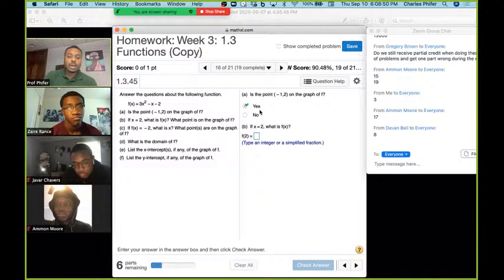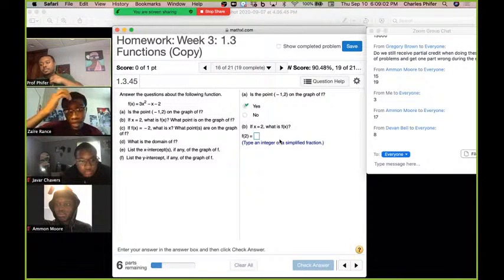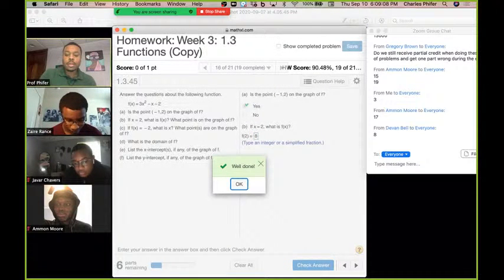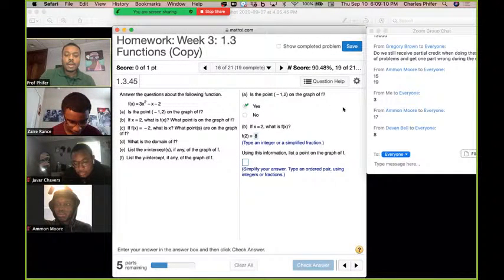If x is 2, then what's the answer? When x is 2, what's the output? 8. 8 sounds good. I think I got the same thing. Okay, let's see the next one. List the point on the graph, so that's going to be the point (2, 8).